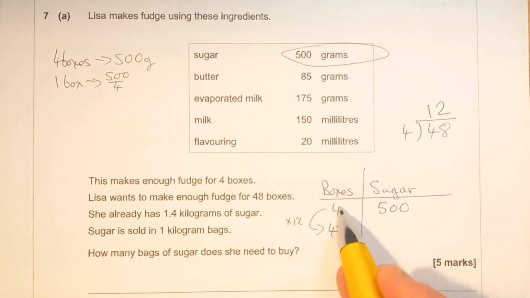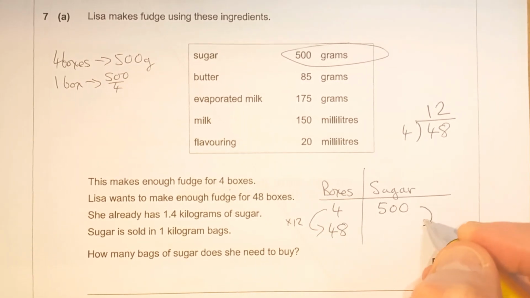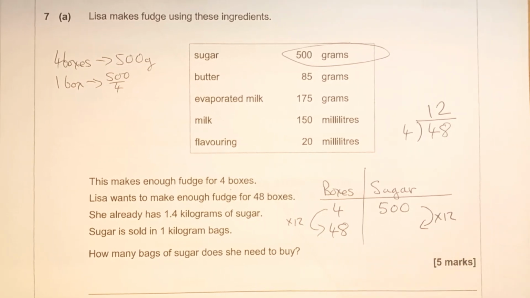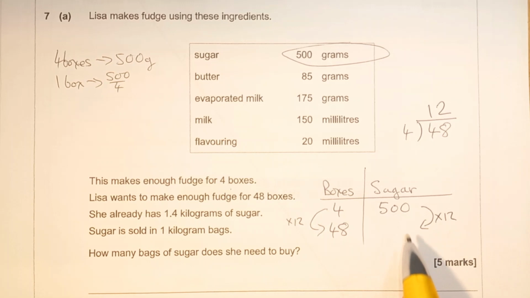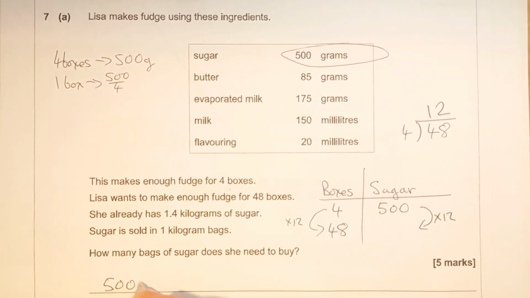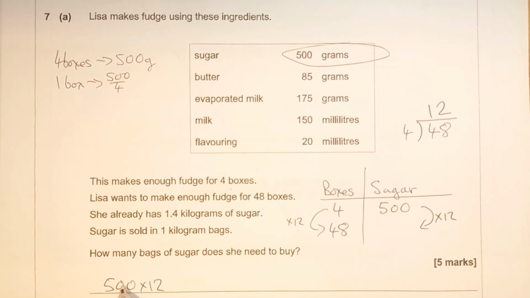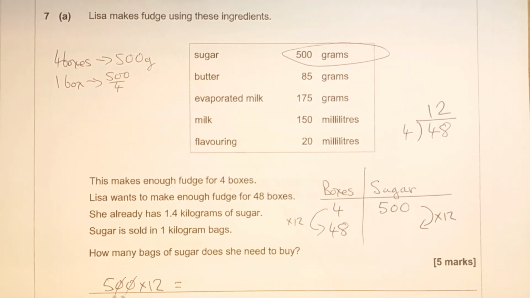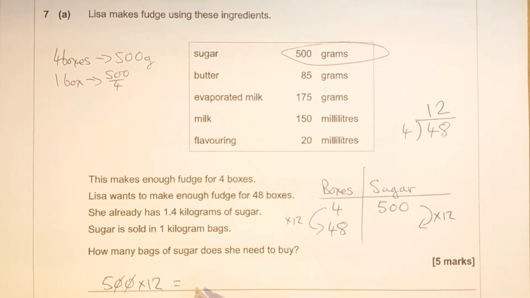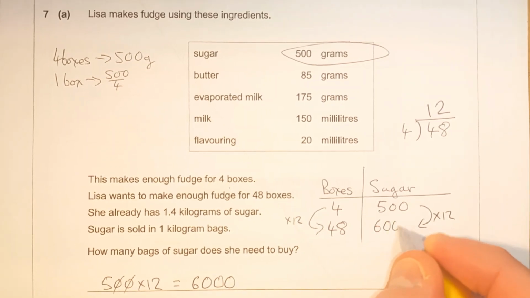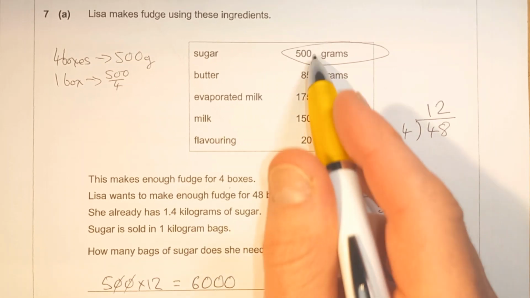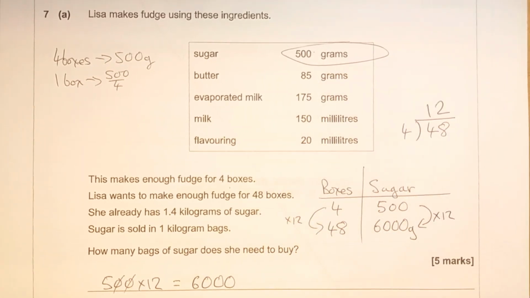Okay. So if we're multiplying the 4 by 12 to get 48, we could do the same thing to the 500. So we want 500 times 12. We can ignore the zeros for now and just say, well, what's 5 times 12? Well, you can do it using the column method, or hopefully, with your mental arithmetic, with your times tables, 5 12s are 60. But then we've got 2 zeros to add back on. So we end up with 6,000. And this is all in grams.